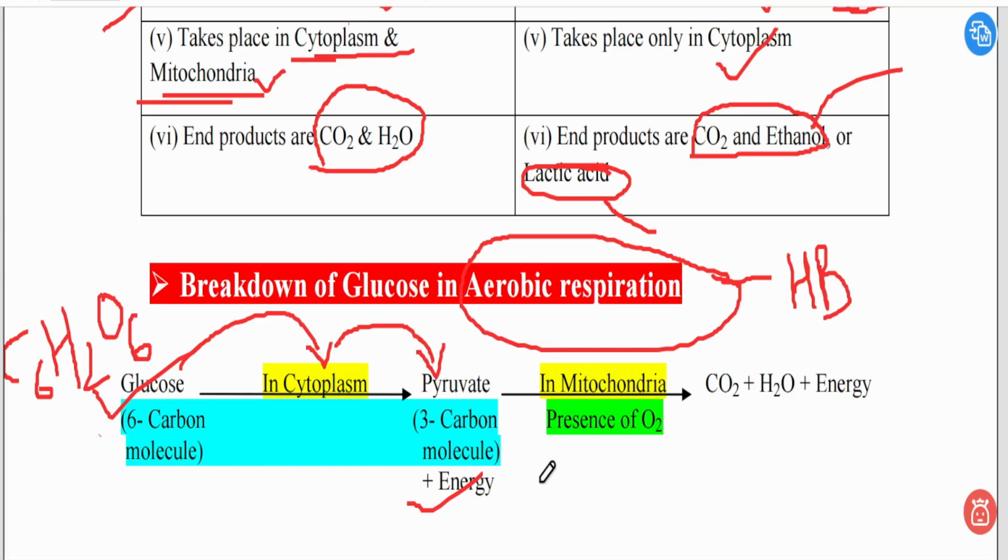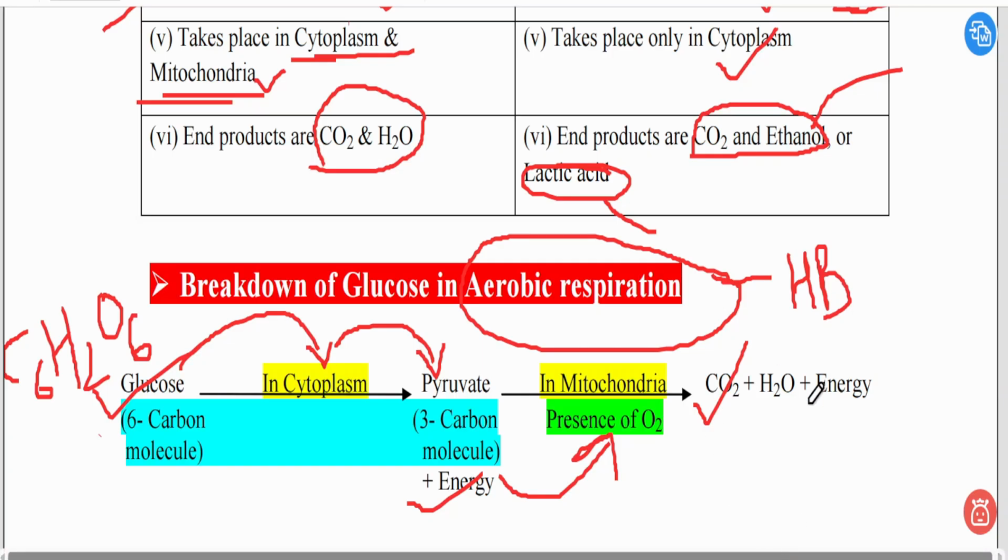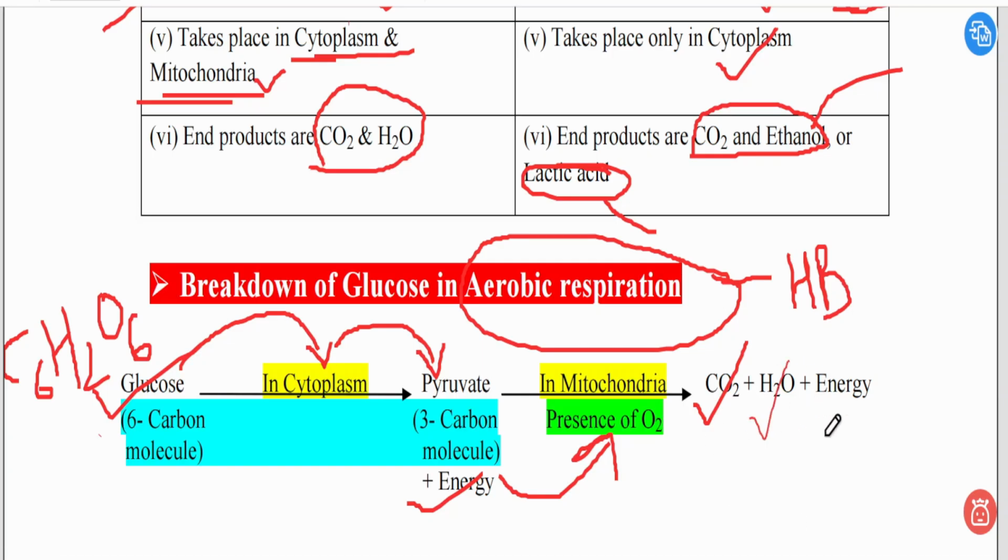Now this pyruvate in the mitochondria, in the presence of oxygen, what does it do? It will produce carbon dioxide, a waste product that we release through the lungs and the nose to the external environment, and then some amount of water, which is also a waste product, and then production of energy. This is the case for us and other organisms that do aerobic respiration.